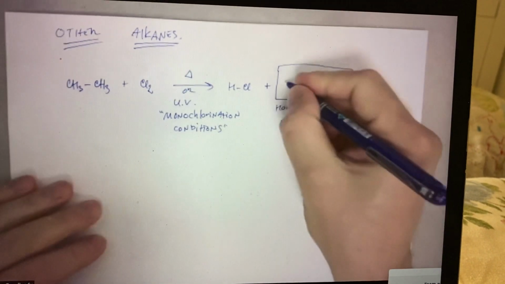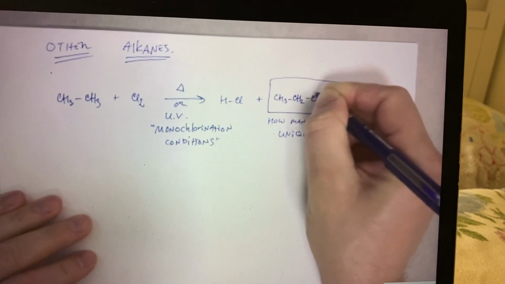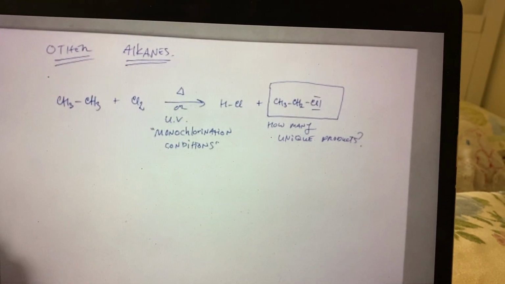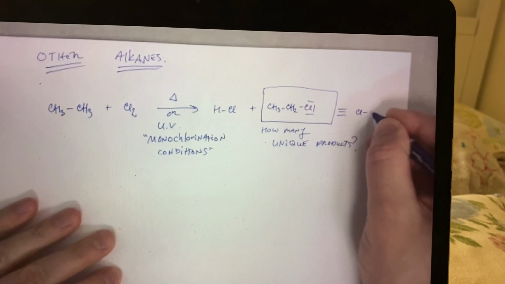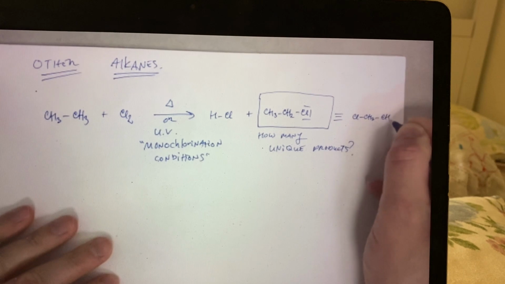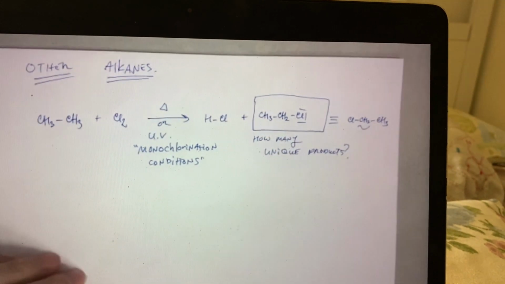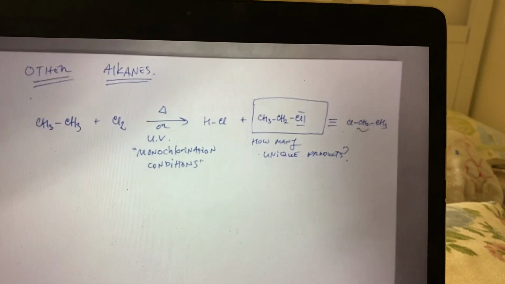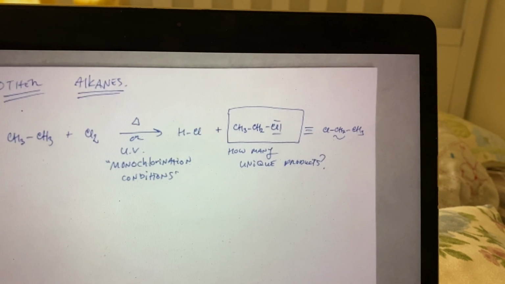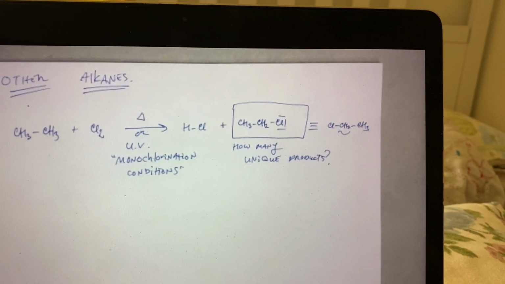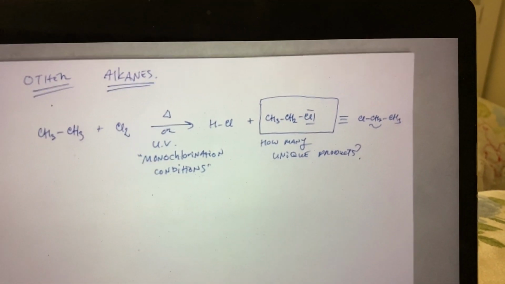The answer I hope you get is that we can only make one unique product. We'll make chloroethane. And this would be exactly identical if you chose the left methyl group to work with. These two molecules are absolutely identical. They're not unique. So this particular reaction, when we take ethane, react chlorine with it, heat it or shine UV light on it, and we do it under what's called monochlorination conditions, we can only make one product.